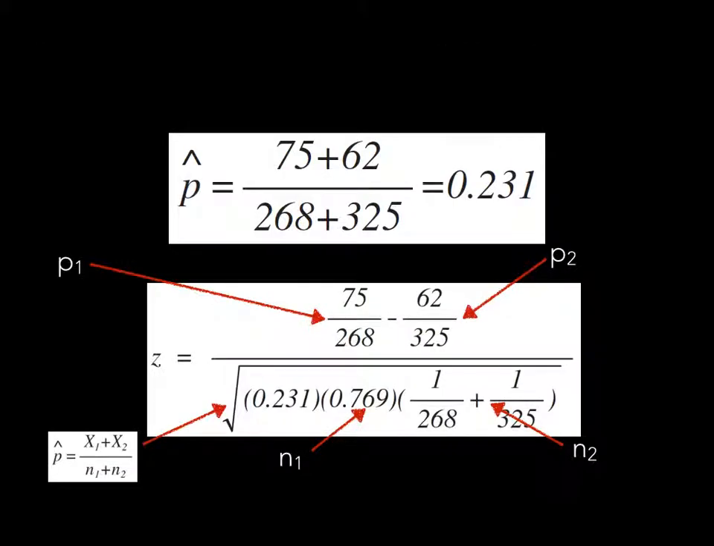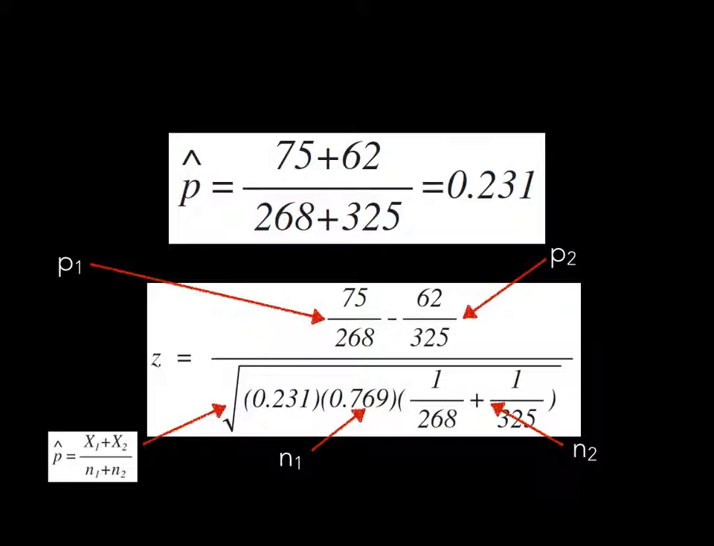Now let's calculate our test statistic. We have 75 plus 62 divided by 268 plus 325, and that equals 0.231. Plug in a bunch of our numbers. p1 is equal to 75 divided by 268, and p2 is 62 divided by 325. So we subtract those two, and then divide all that by the square root of 0.231 times 1 minus 0.231 times 1 over n1 plus 1 over n2.